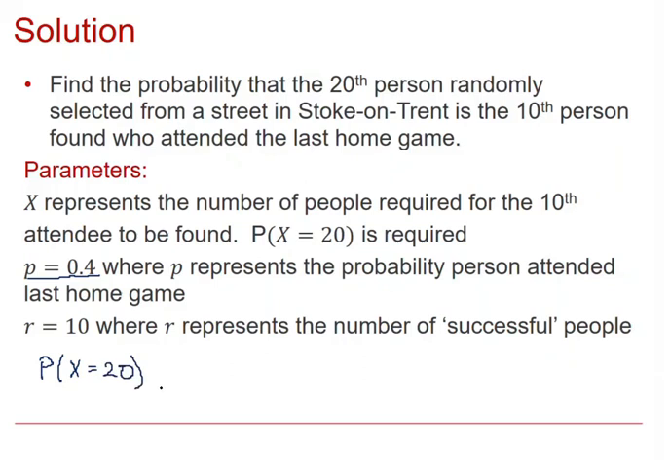there being 20 trials before we find the 10th person, we would need quite clearly and intuitively, in the first 19 people that were asked, in the first 19 trials, we would need to have found 9 people who attended the game, and then we would need altogether 10 successes, 9 people found in the first 19 and the 10th found on the 20th person that we asked, the 20th trial, and we would then need 20 minus 10, or 10 failures, 10 people who did not attend the last home game.